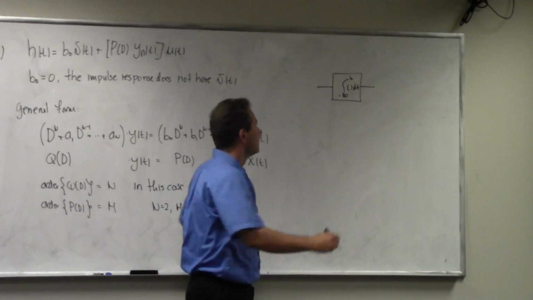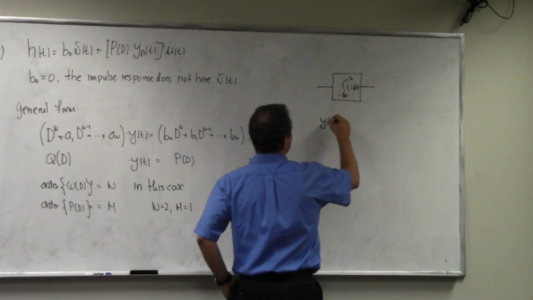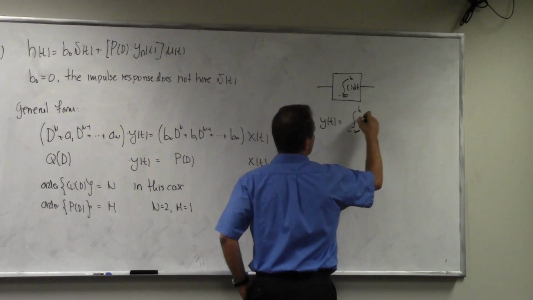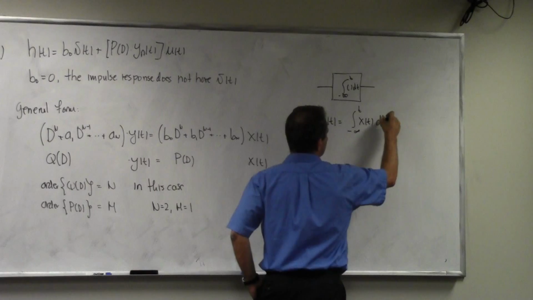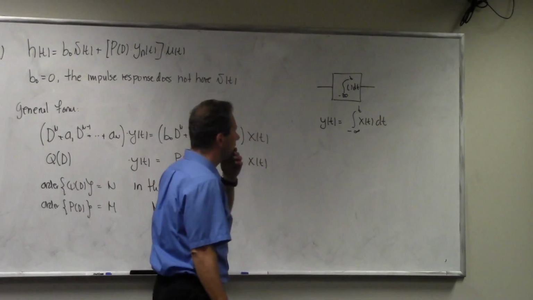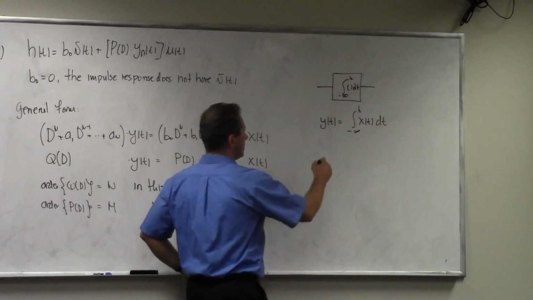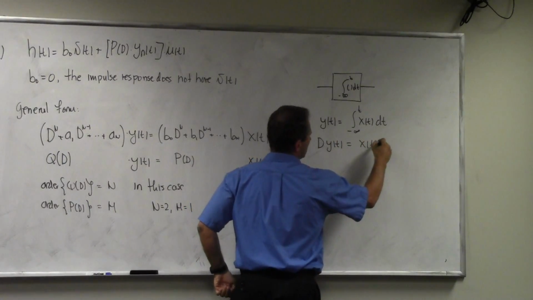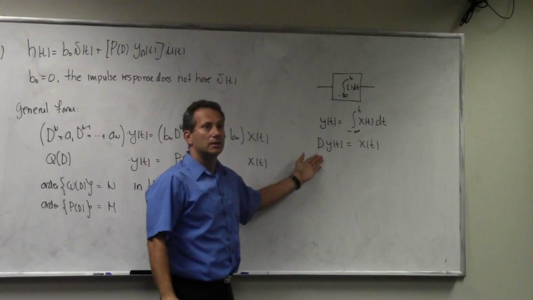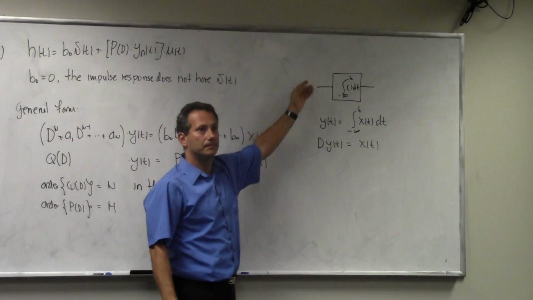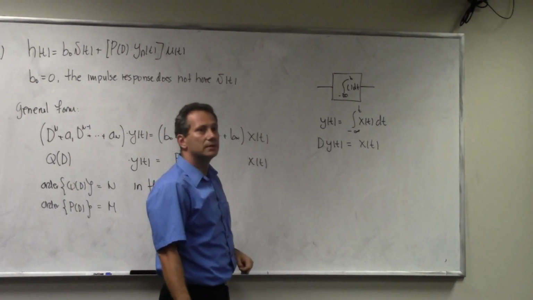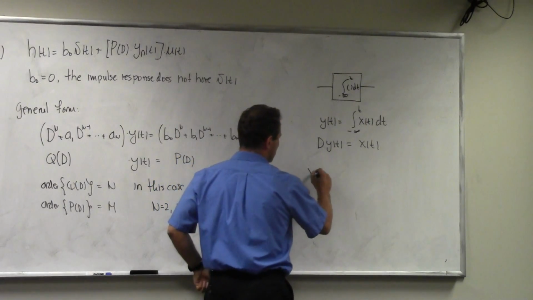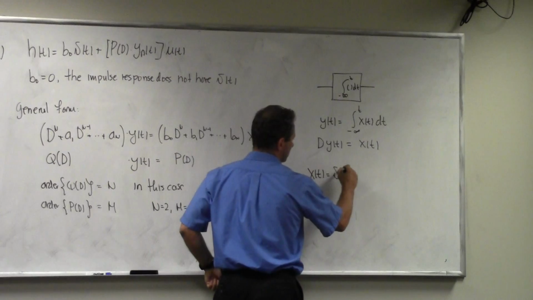It will integrate. So here, y of t is equal to the integral from minus infinity to t of x of t dt. If I differentiate both sides, then I get that dy of t is equal to x of t. So that's a differential equation that describes this system, right? So what happens when I present an impulse to the system? What is the response? So let's say my x of t is delta of t.